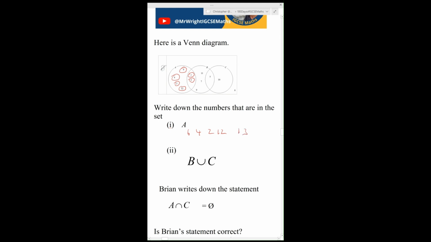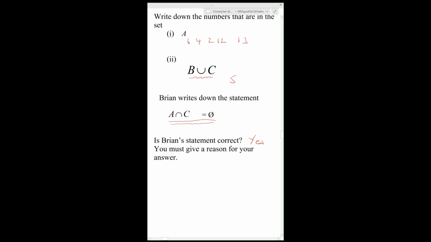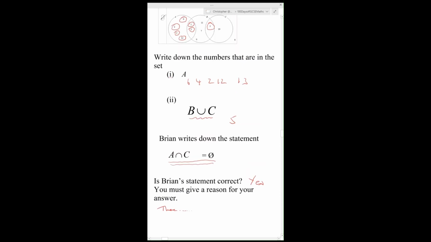Write down the members which are in set B intersection C. Well, that's just this one here. It's just the 5. Brian writes down that A intersection C is an empty set. He's saying there are no numbers which are in A and in C. And he's correct. Yes, he's right, because you can see from the diagram that A doesn't intersect with C at all. Give my answer: there are no numbers which are in both A and C.